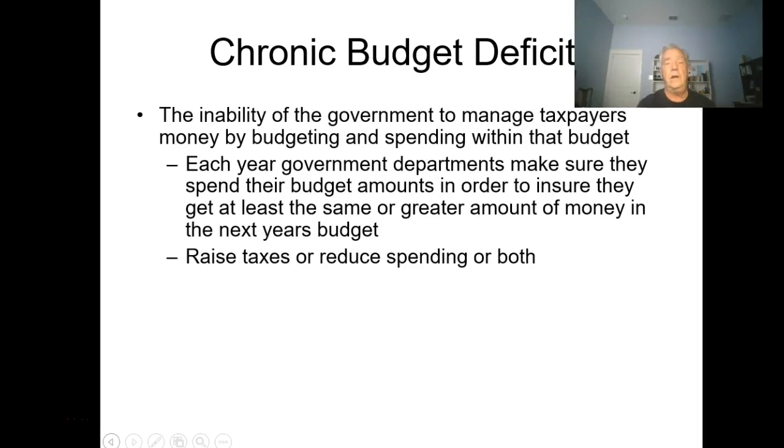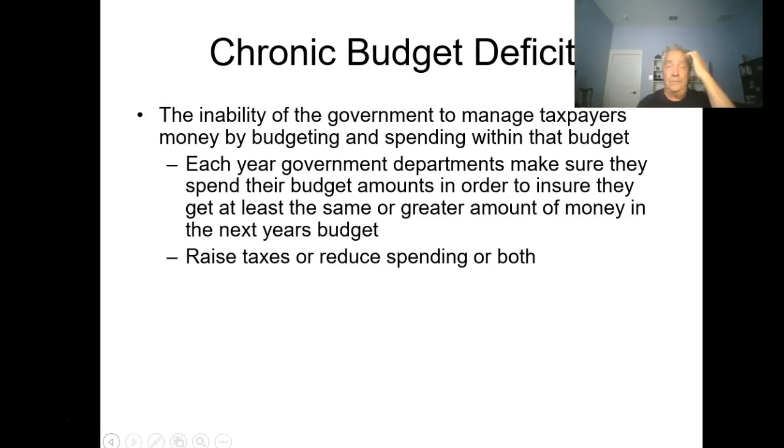Chronic budget deficits. We are not good at managing our spending. Things tend to get in the way. We've talked about externalities. We tend to try to solve our problem of externalities by throwing money at it. And as a result, we've spent ourselves into a big problem, almost $20 trillion.